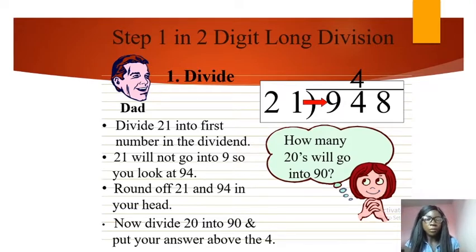Okay? So the first one, if the first number cannot go, you pick the first two numbers of what? Of your dividend. Then if it's not easy, you try to round the number up so that you're going to have what? A nice number. So you put the number above the second number of your dividend. Alright, let's go to Mommy.